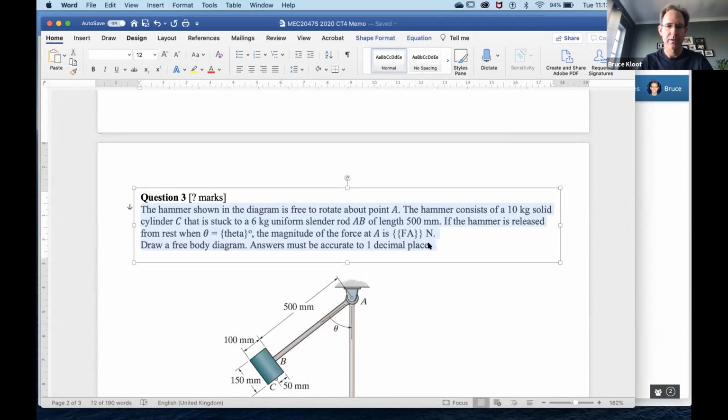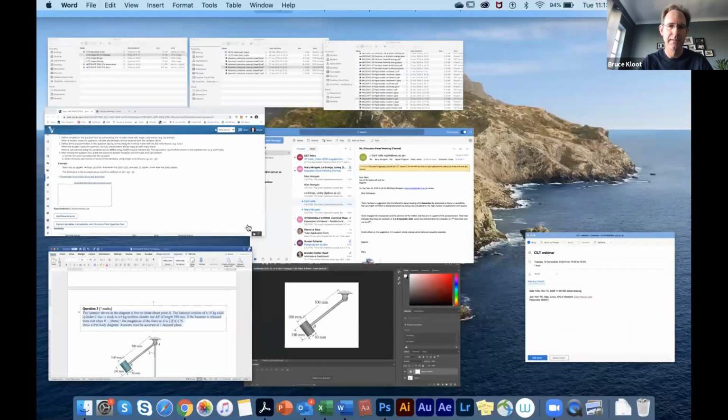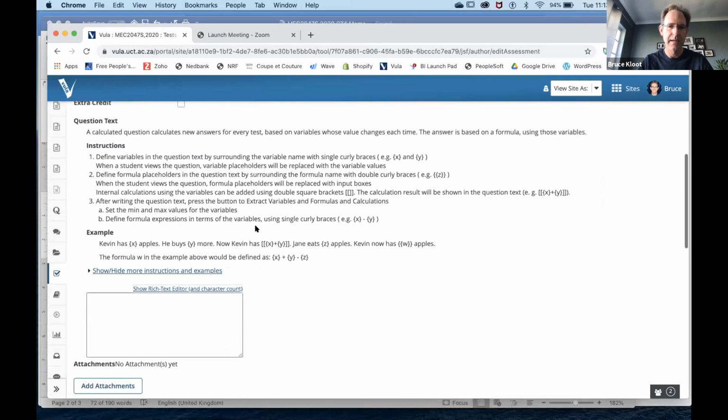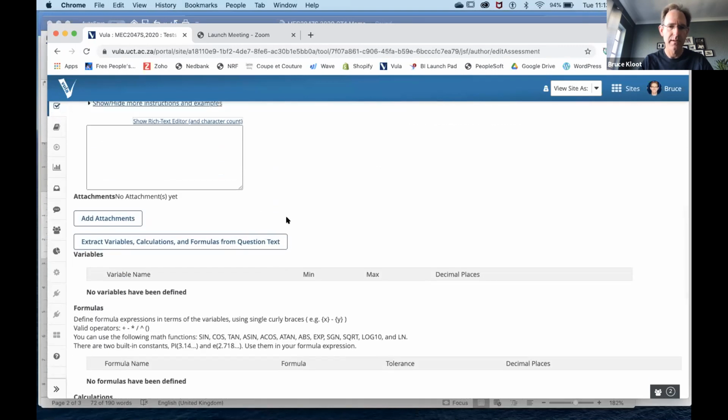And you'll notice that the variables have got curly brackets around them. So you can see there's theta, and that's actually the only variable in this question. And then the answer that's required has got double curly brackets around it like that. And that's all explained actually here in the tool.